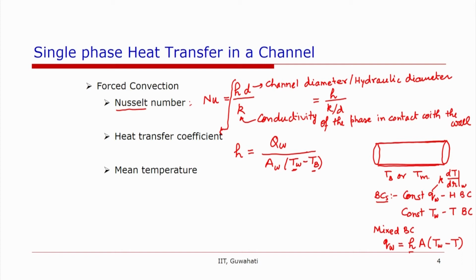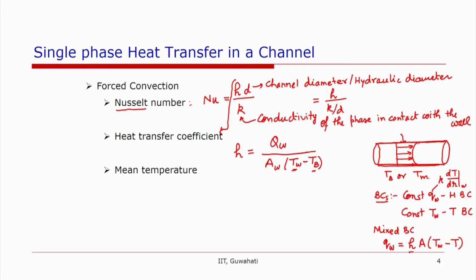Because if we look at the flow in a channel, if there is heat entering at the channel wall, the temperature profile may look something like this, which suggests that the temperature will be highest near the wall, and then it will be varying and become minimum at the center, and then again increase towards the wall. So, clearly the temperature varies with the radius of the channel. So, which temperature should we take?